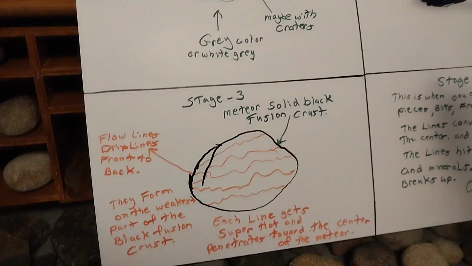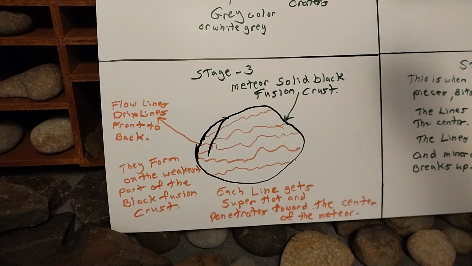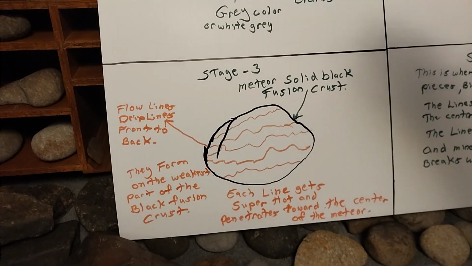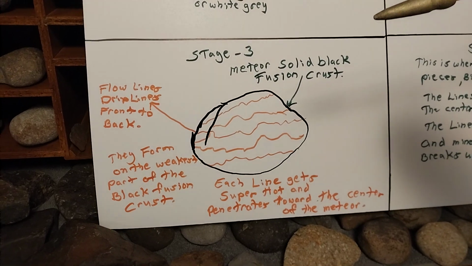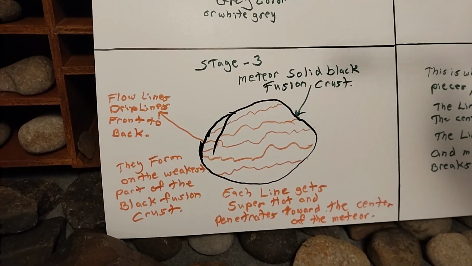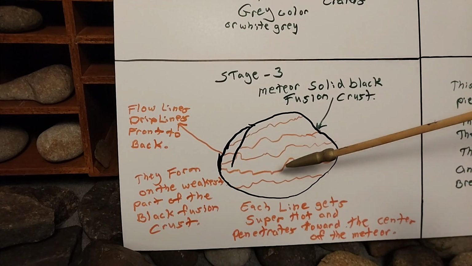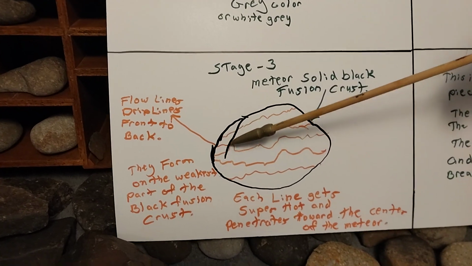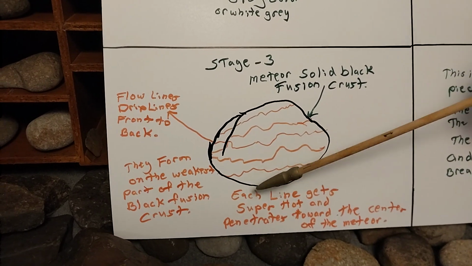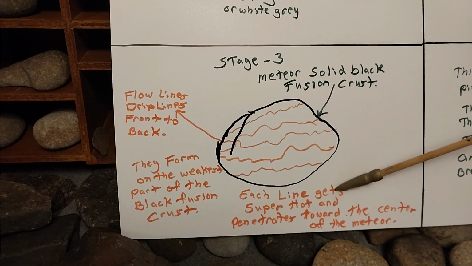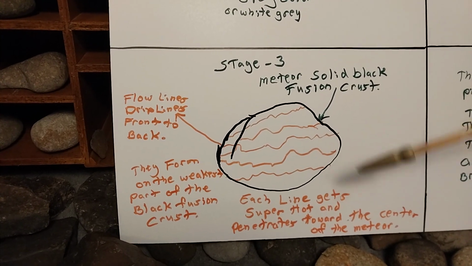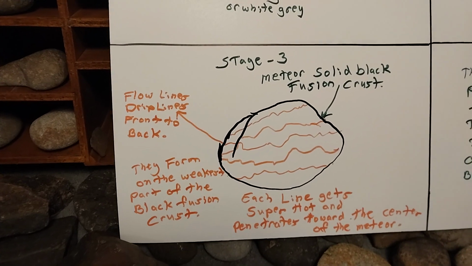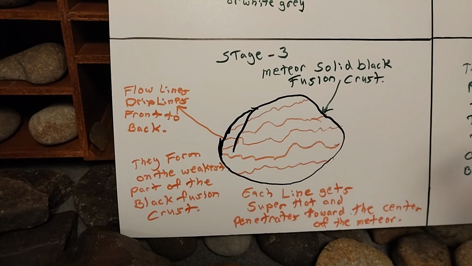After the meteor has entered the mesosphere, the lines form after the black fusion crust. It forms in the weakest spots. Now each line gets super hot and penetrates through to the center of the meteor. They all penetrate toward the center of the meteor.